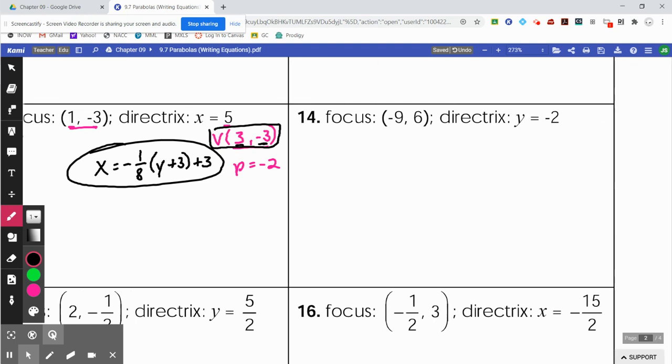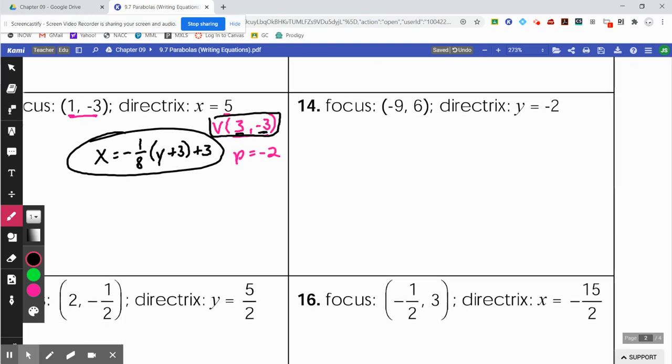Okay, number 14. They're doing the same thing here. They give you a focus and they give you a directrix. The directrix is at y equals -2. Now, y equals -2 is a horizontal line, so let me put y equals -2. The y value here is 6, which means the focus is going to be a good bit above it. So there's your focus at (-9, 6).